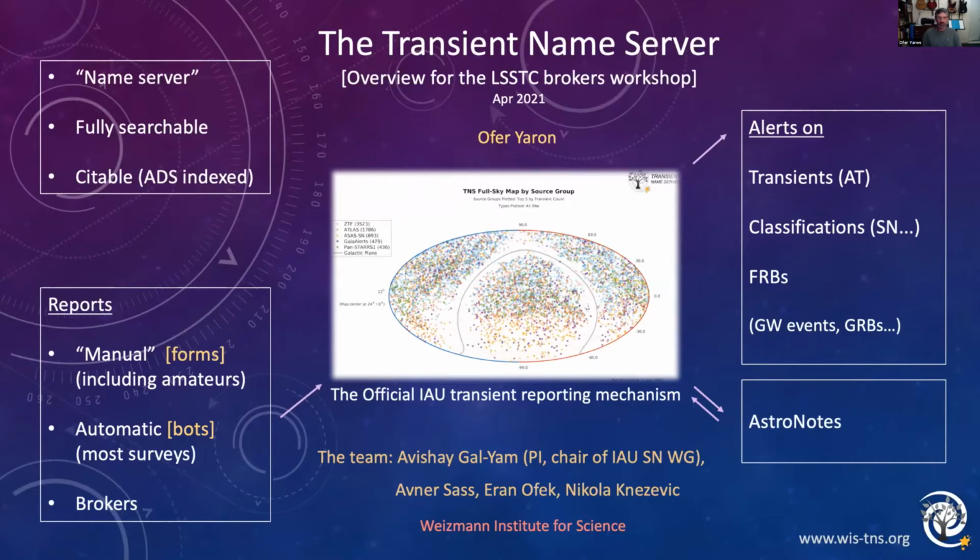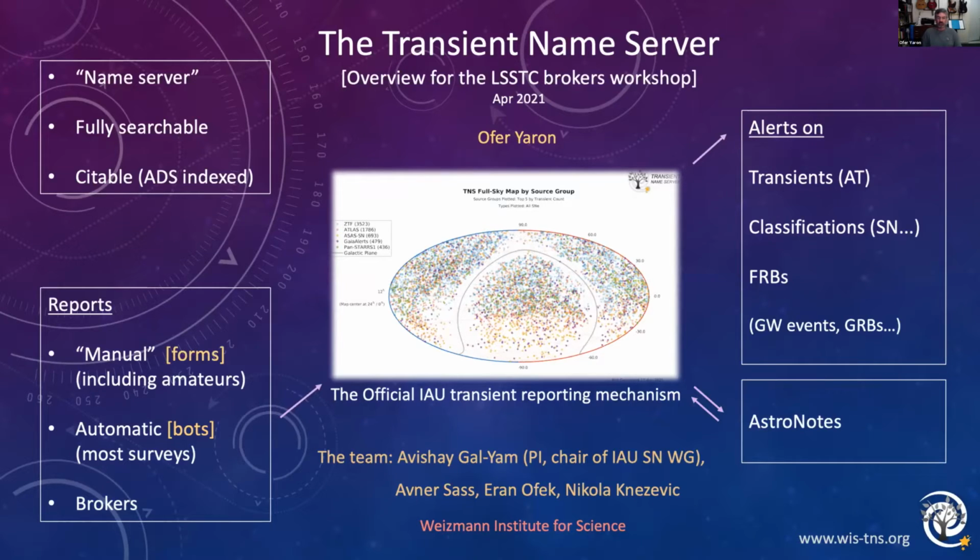So first of all, it's a name server. It designates official names to transients. It's fully searchable, it's citable on the ADS, and it receives reports, and it sends out notifications on the reported transients and other events. And there is also the astronauts, which is a subsystem of the TNS, and I will mention this later.